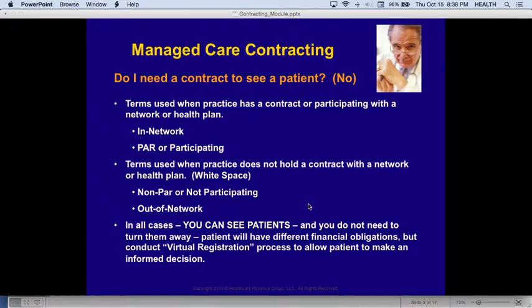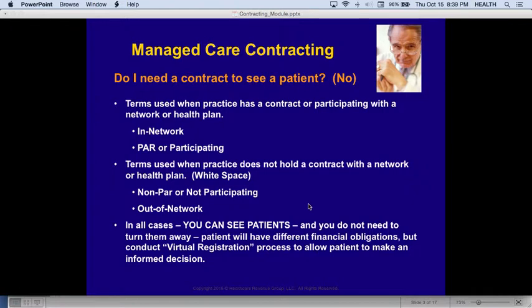Now, do you have to have a contract to see a patient? No. When you have a contract, that's where you hear terms like in-network, you're par, you're participating. When you're not in-network, that's where you hear terms like out-of-network, non-par. So when you look at your benefit plan, you have an in-network deductible and an out-of-network deductible. That's what it means: when you are in-network seeing people in that little box, it's the network, that is your in-network benefits in your in-network group. When you're not in the box, it's out-of-network.